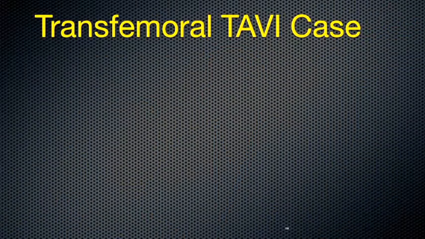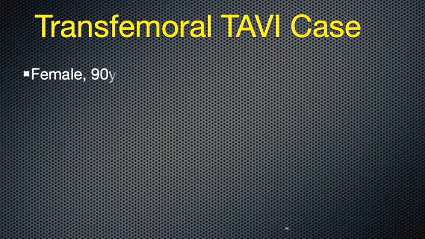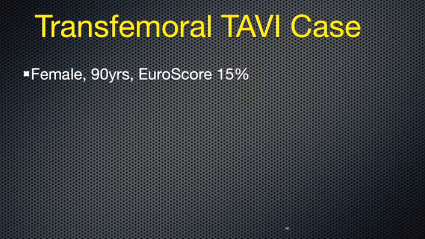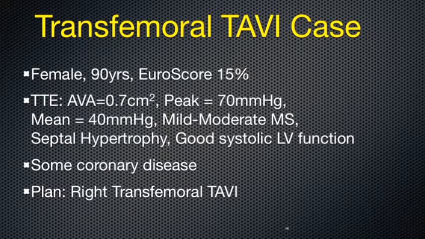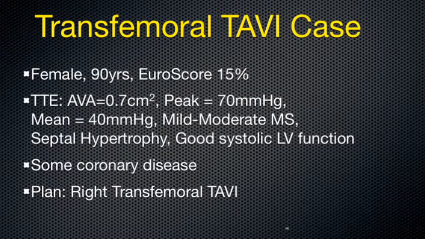Our first case is a transfemoral TAVI case, and it's a lady who's 90 years old, who has a Euroscore of 15%, and her transthoracic echo demonstrated an aortic valve area of 0.7 square centimetres, with a peak gradient across the valve of 70 millimetres of mercury and a mean of 40. She also had coexisting mild to moderate mitral stenosis, some septal hypertrophy, but good systolic left ventricular function, despite the presence of some coronary artery disease. So the plan for her is a right transfemoral TAVI, which you're going to be able to see now.